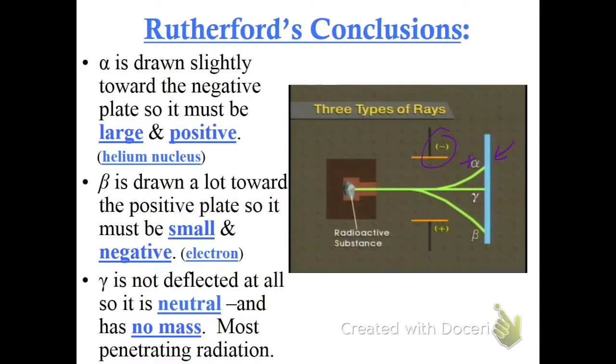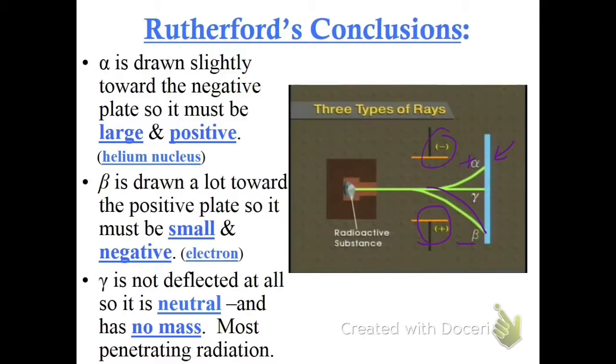And as it turns out, an alpha particle is a helium nucleus, 2 protons and 2 neutrons, whereas a beta particle was attracted largely to a positive plate, which meant it was negatively charged, and since it was drawn more dramatically, it must be lighter, which is true. This is just an electron. Gamma particles are not deflected at all. They are neutral.